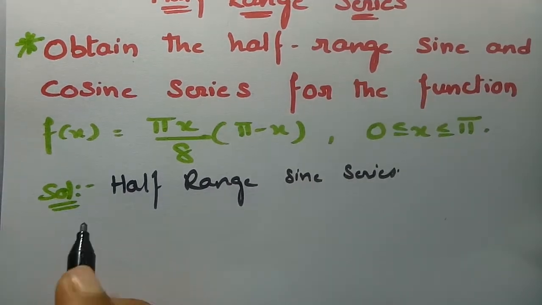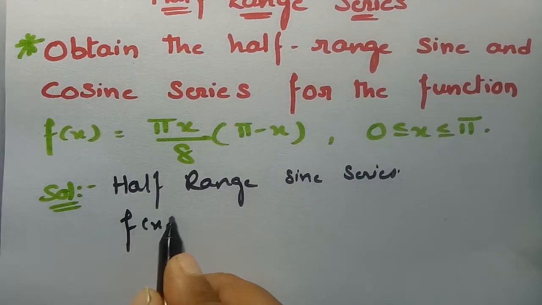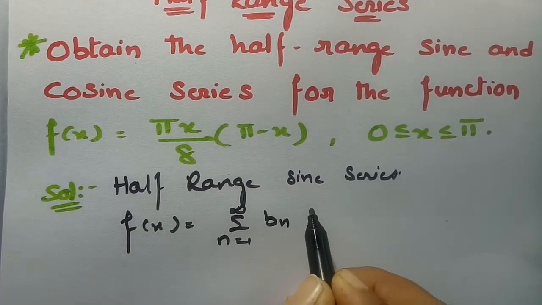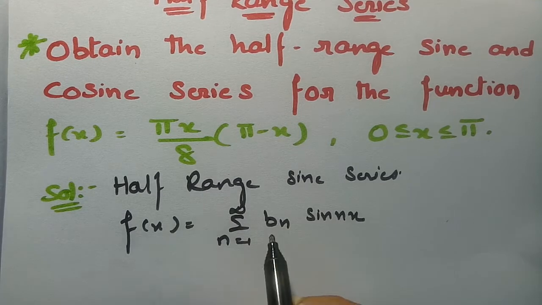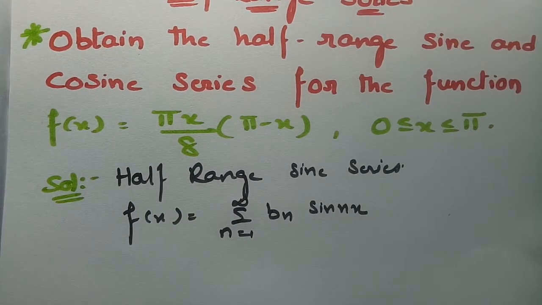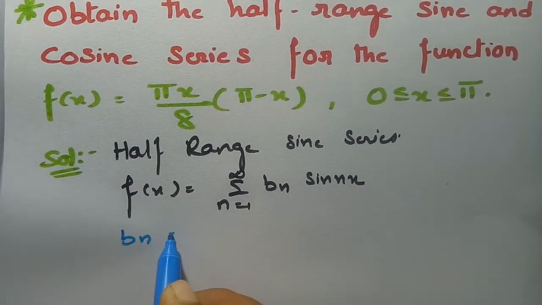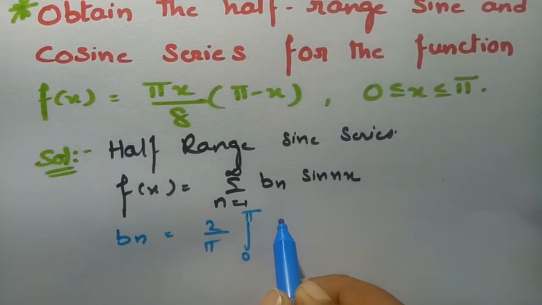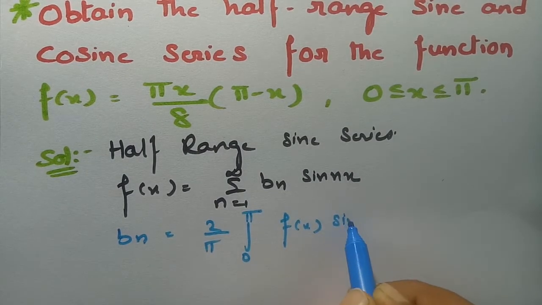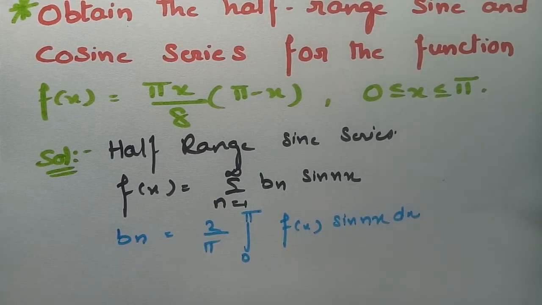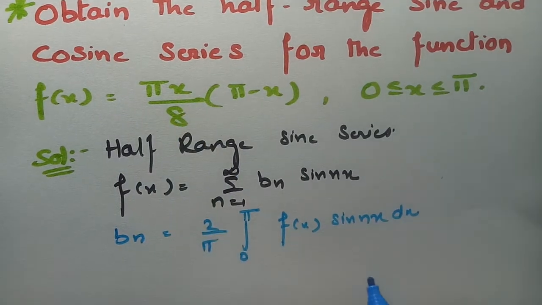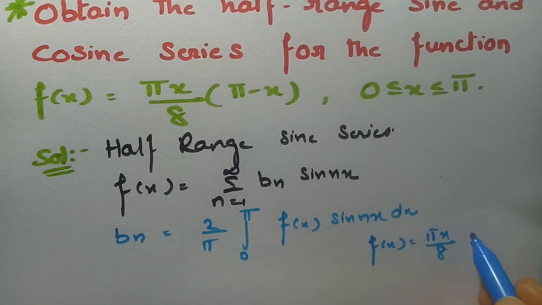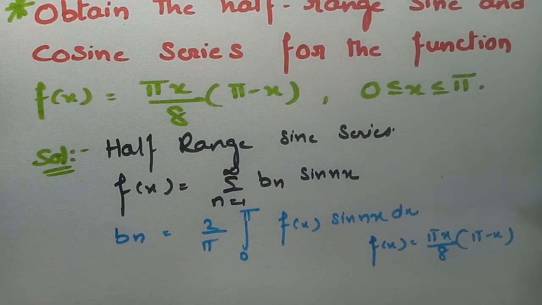For half range sine series, we have f of x is equal to sigma n is equal to 1 to infinity bn into sine nx. For finding bn, what is the formula we have? For finding bn, we have a formula that 2 by pi times of integral 0 to pi f of x into sine nx into dx. From the question, what is f of x? So our f of x value is nothing but pi x by 8 times of pi minus x.